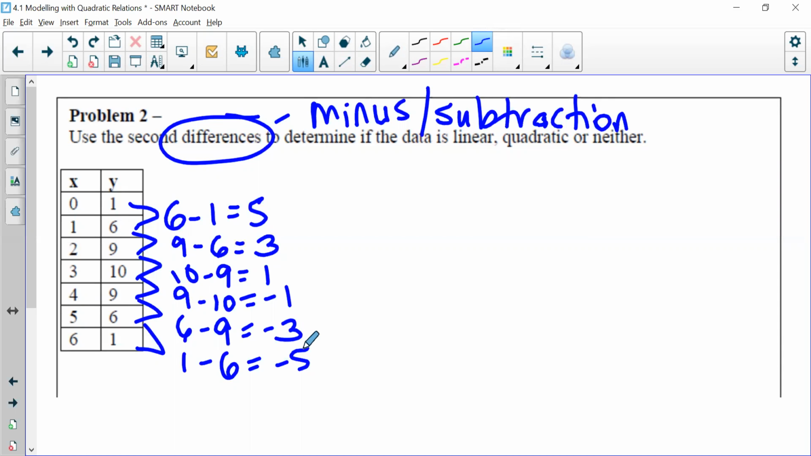If these numbers were the same, if this went 5, 5, 5, 5, 5, 5, this would be linear. But these are not the same. It's not going up by a constant amount. It's going up and then it's going down. So what we're going to do is differences again of these new numbers, and we're going to see if the pattern emerges. So now I'm going to do 3 take away 5. -2. Good.